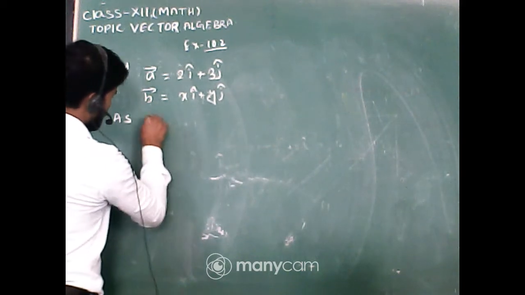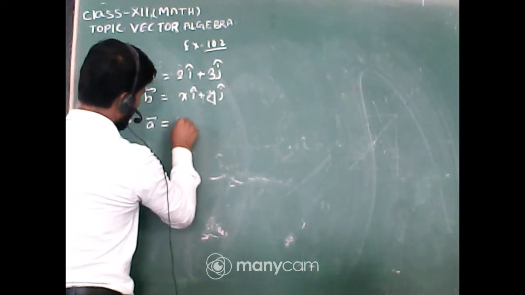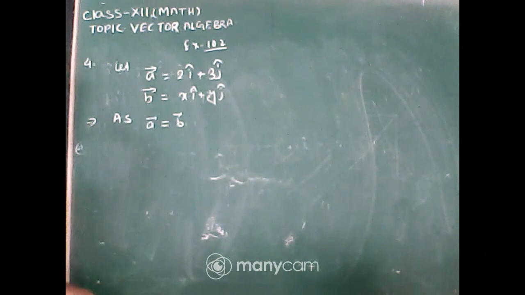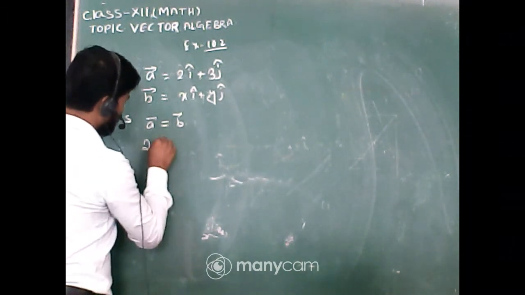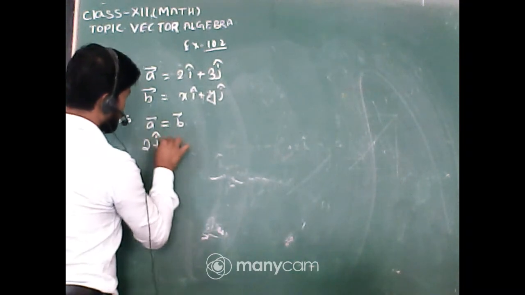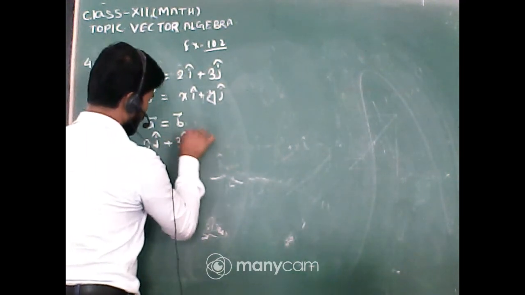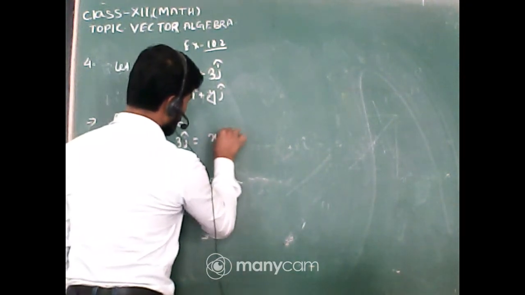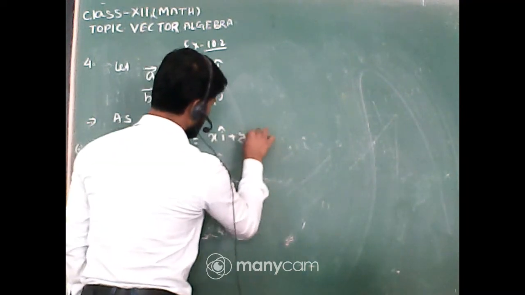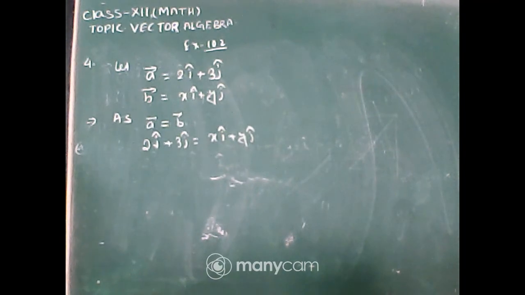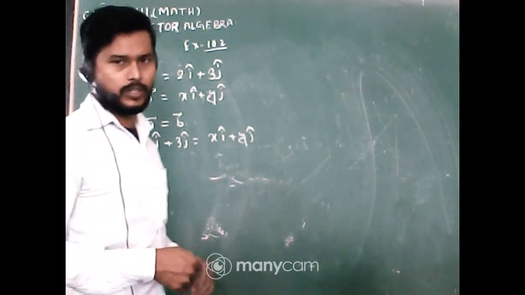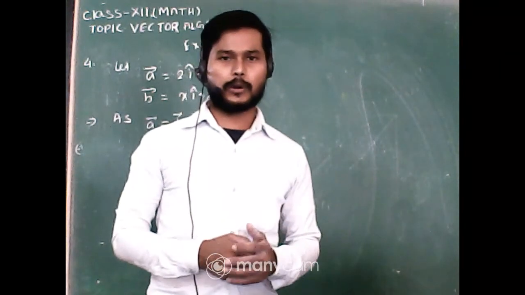As vector a is equal to vector b, this is given. That means we can put the value 2i plus 3j is equal to xi plus yj. Now look, when we call two vectors equal, two vectors are said to be equal to each other if their corresponding components are equal.